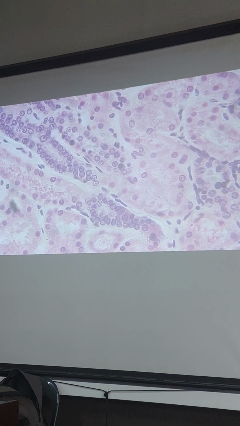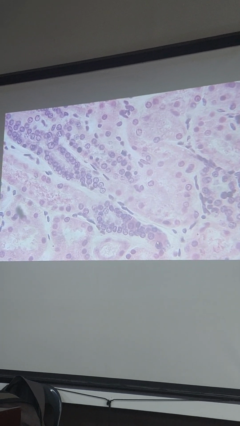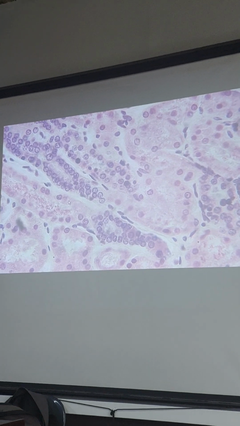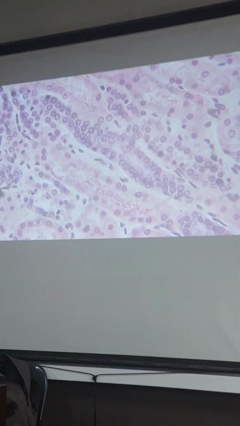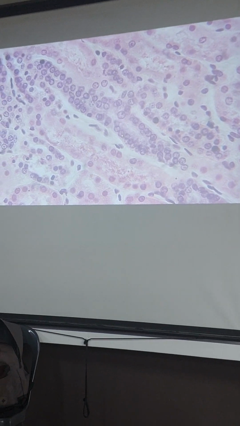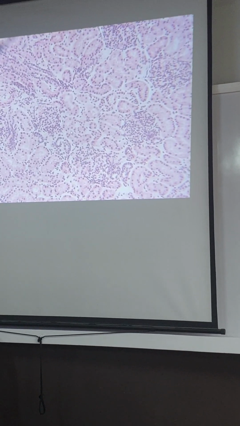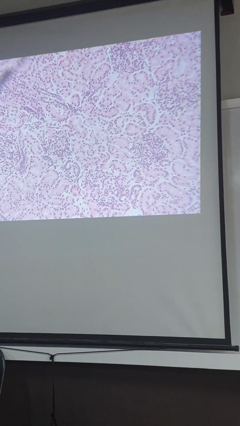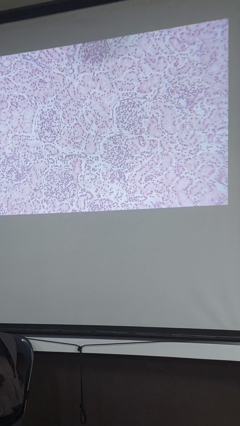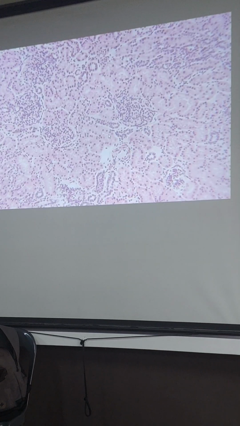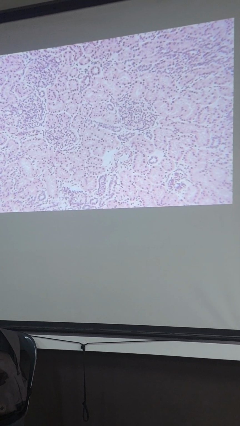Actually, this is a good slide. You see two of them. All right, so this is your collecting duct or tubule. Those are the cells of the kidney. Any questions so far? All right, so try to find all the structures as possible. Okay, let's move on.